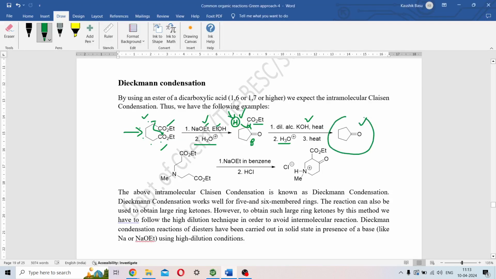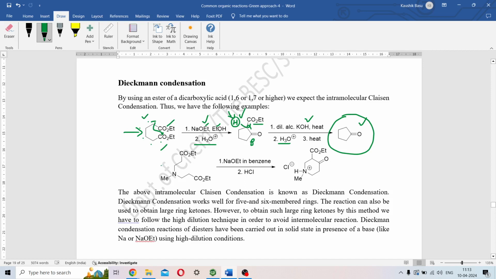So if we start from cyclohexanone, we can end up with cyclopentanone. So cyclohexanone is reduced first to cyclohexanol, then dehydrated to cyclohexene, then converted to adipic acid, then converted to diethyl adipate, then subjected to Dieckmann condensation. Subsequent decarboxylation will give rise to a ring contracted product.